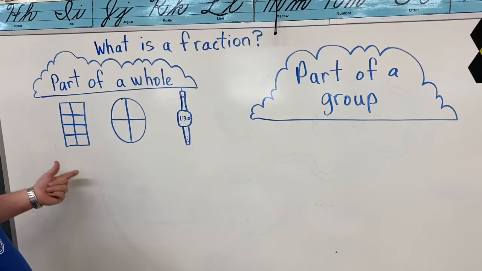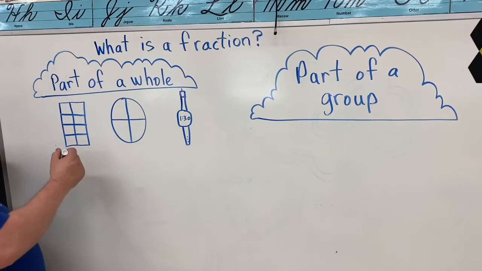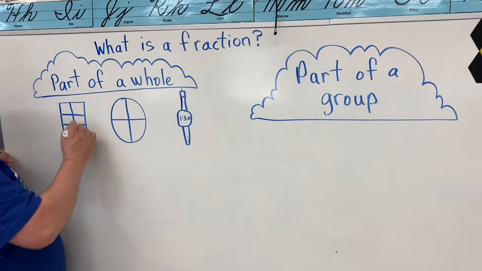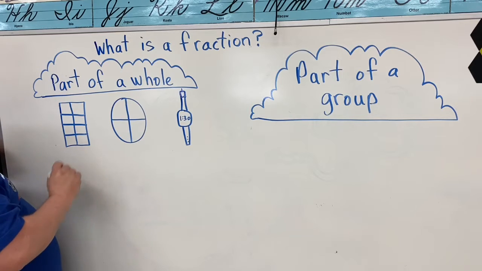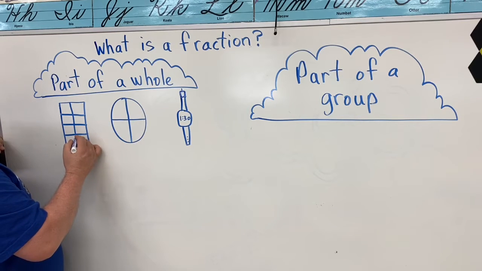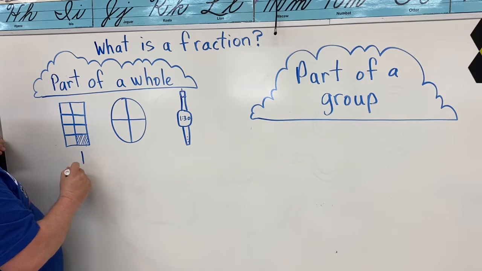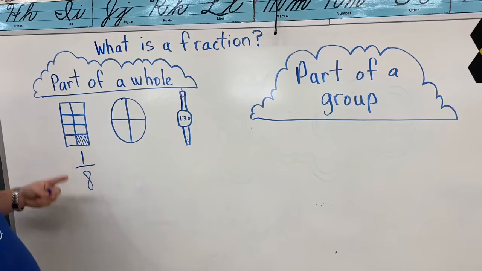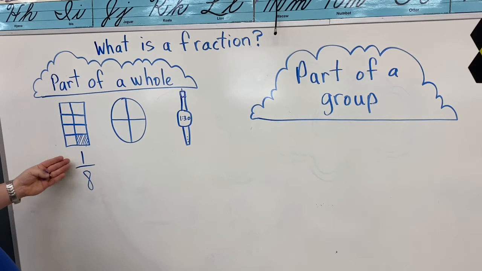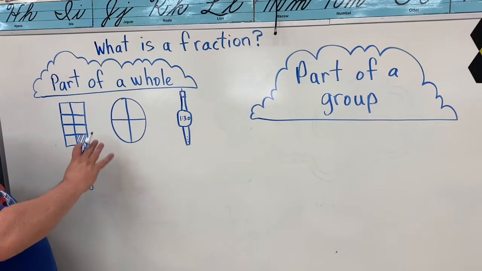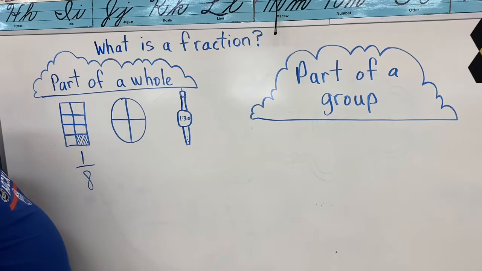Here's a few examples. The first one is a chocolate bar. This chocolate bar is in 8 chunks. If we have one of these 8 chunks, that is 1/8. Or sometimes we say 1 out of 8. But 1/8 with the TH at the end. So it's part of a chocolate bar.